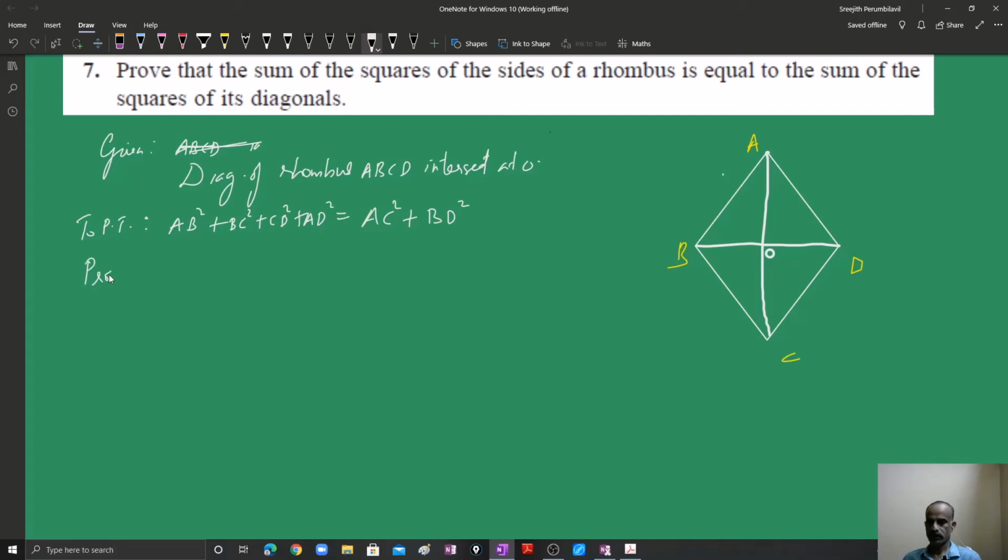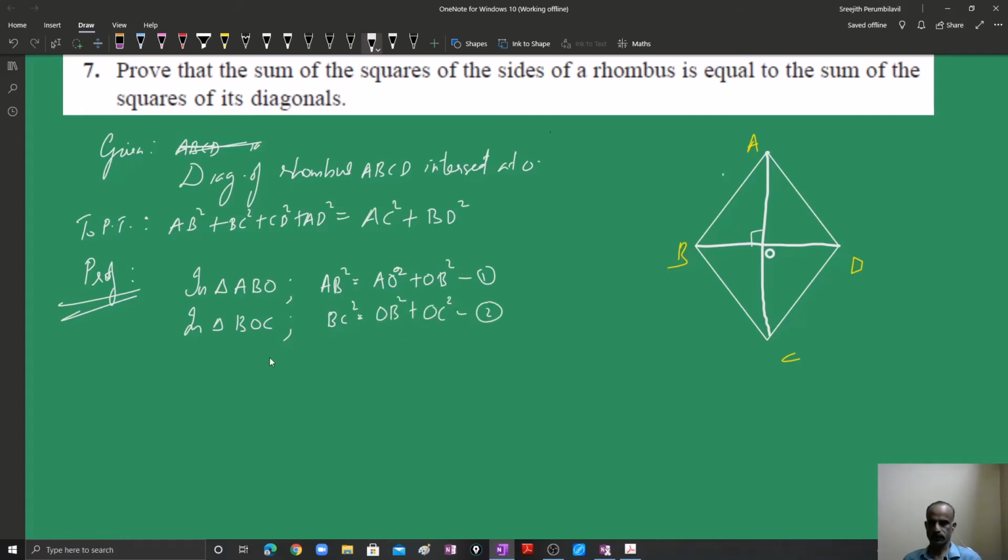So the proof part. It's very simple. We divide into various right angles. We know that the diagonals of a rhombus are perpendicular bisectors. So in triangle ABO, using Pythagoras theorem, AB square is equal to AO square plus OB square. Relation number 1. In triangle BOC, we have BC square is equal to OB square plus OC square.